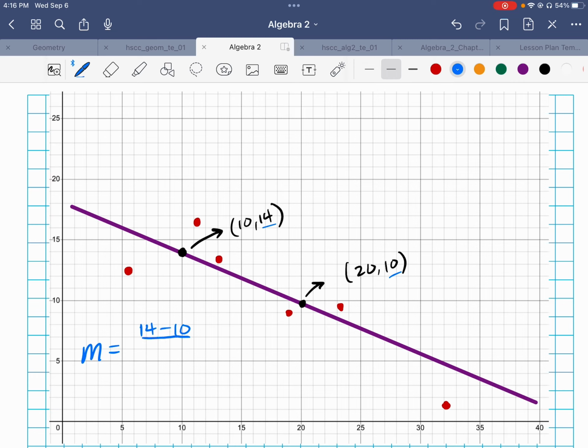Next, I'm going to go in order of the x values starting with 14's buddy. So 14's buddy is 10. So I'm going to go 10, take away 20. All right, now we got to do some arithmetic. Now we got to do some math. We're just going to go 14 take away 10 is 4. 10 take away 20 is negative 10.